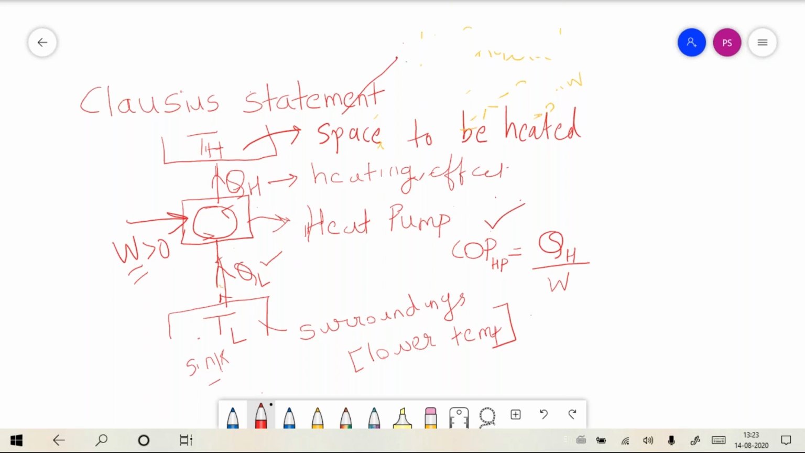I hope you are clear on this heat pump and refrigerator difference. And in order to check whether you are clear on the difference between the heat pump and refrigerator, let me ask you a simple question.